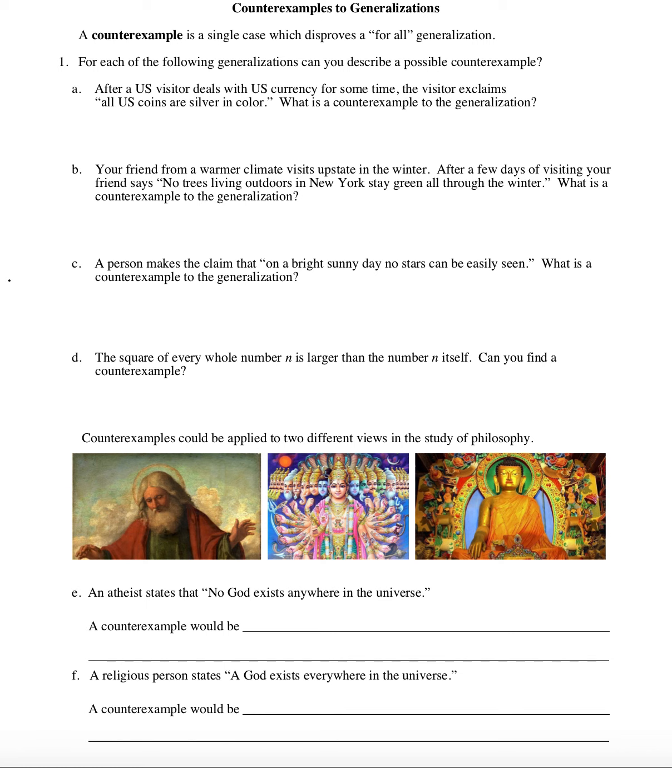The first one says, after a U.S. visitor deals with U.S. currency for some time, the visitor exclaims that all U.S. coins are silver in color. What would be a counterexample to this generalization? And that would be a penny. And so, since pennies are generally copper in color, they are a counterexample.